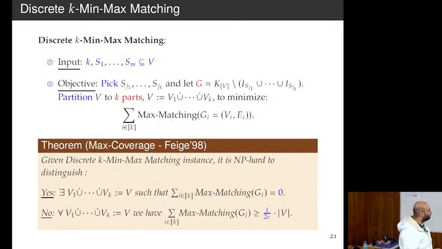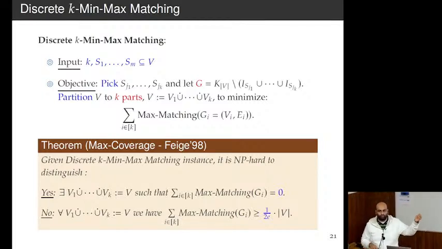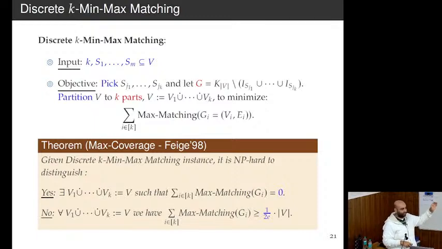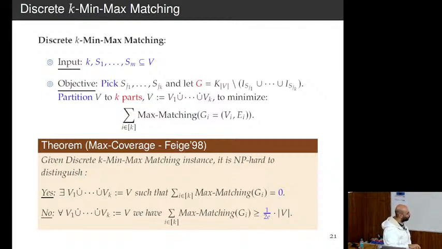You can think of this as exactly coming from set cover, where every vertex is a universe element and every set is a collection of universe elements, and a set covers something if it's an independent set, so you're removing all those edges. So immediately you get, for this discrete version, a 0 versus 1 over 2e hardness.